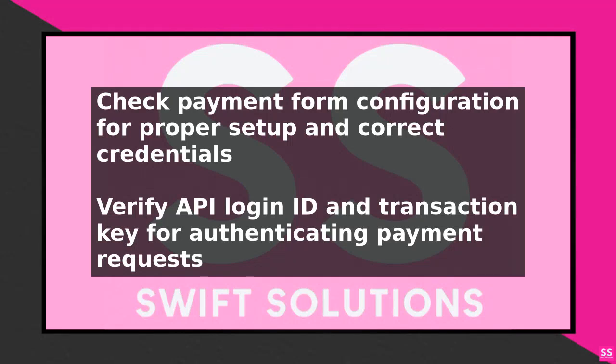To troubleshoot an Authorize.net payment form, start by checking the payment form configuration to ensure it is properly set up. Verify that the form is using the correct API login ID and transaction key. These credentials are provided by Authorize.net and are necessary for authenticating payment requests.